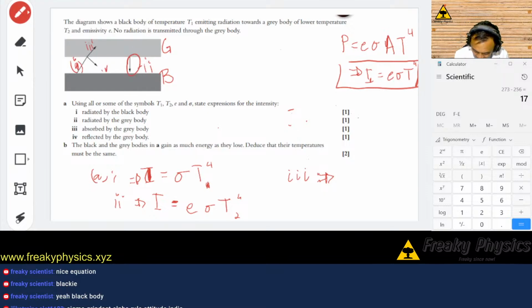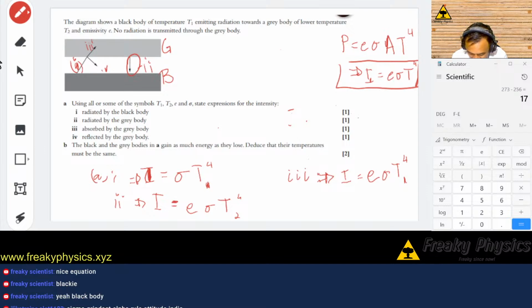Okay, I'll just tell you the answer to part 3. The intensity of the radiation absorbed by the gray body would be equal to still E, still sigma, and still T to the 4, but that's going to be T1. Why?